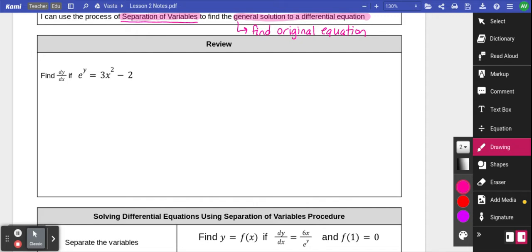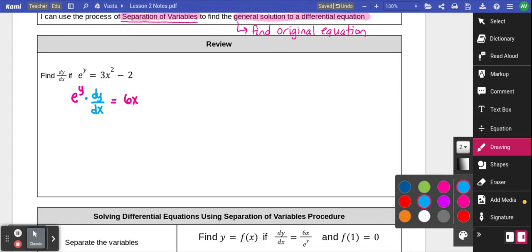So step number 1 is to take the derivative. The derivative of e to the something is just e to the something. So the derivative of e to the y is e to the y. But whenever we see a y, we need to multiply that derivative by dy over dx. And essentially what we're doing there is the chain rule. Whenever the inside of a function is not just x, you need to multiply by the derivative of the inside. But to represent the derivative of y, we just write dy over dx. Now this is going to be equal to the derivative of 3x squared, which is 6x, and then the derivative of negative 2 would just be 0.